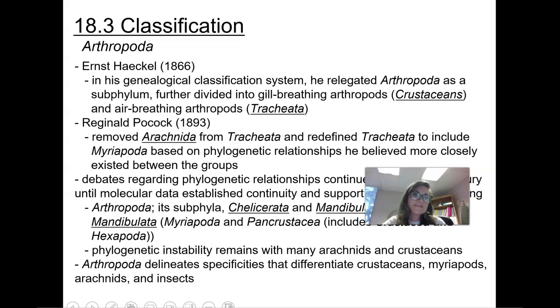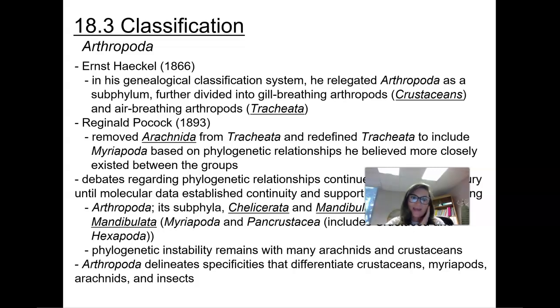Now, Haeckel in 1866, in his genealogical classification system, is going to regulate the Arthropoda as a subphylum, further dividing it into gill-breathing arthropods, which are going to be your crustaceans, and the air-breathing arthropods, which are going to be your tracheata, named after the trachea, like the windpipe that we have.